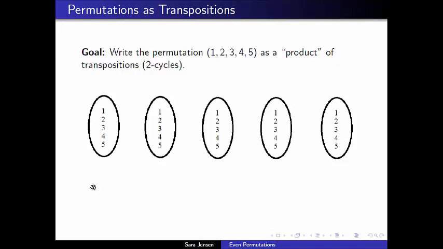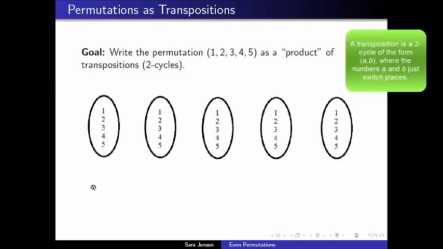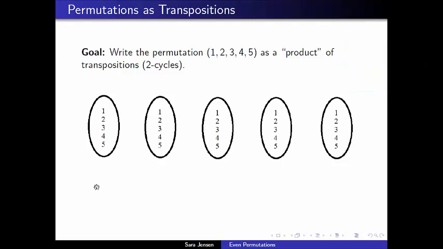If you're thinking about typing in something like credit card numbers, a very common user error is for the user to look at two digits and just interchange them. It's called a transposition. And that's the goal of what we're doing today. Our goal is to learn how to take an arbitrary permutation and write it as this so-called product of transpositions, or interchanges of two things.